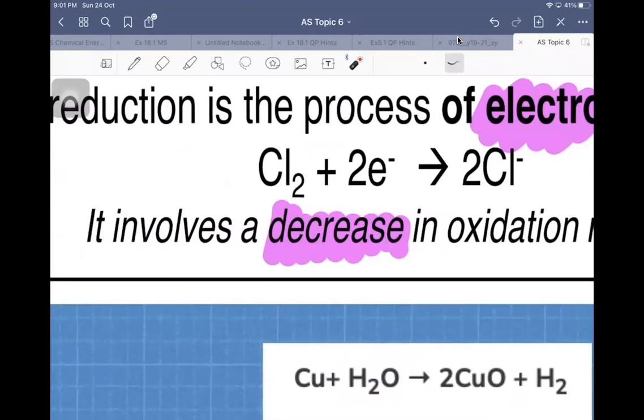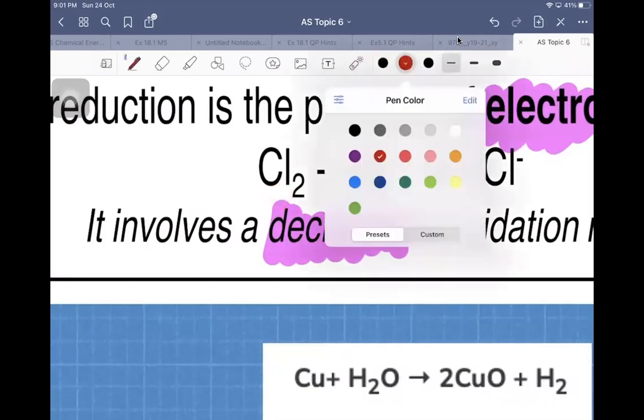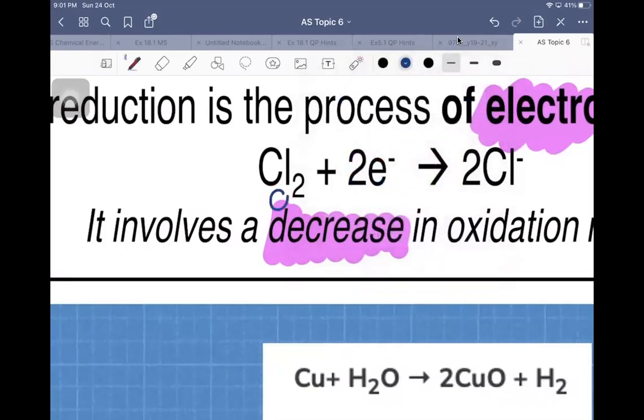For reduction, chlorine follows rule number 1, all uncombined elements, because there's only one type of element in Cl2. So both atoms will have an oxidation number of 0. I'm only talking about one atom here, per atom.